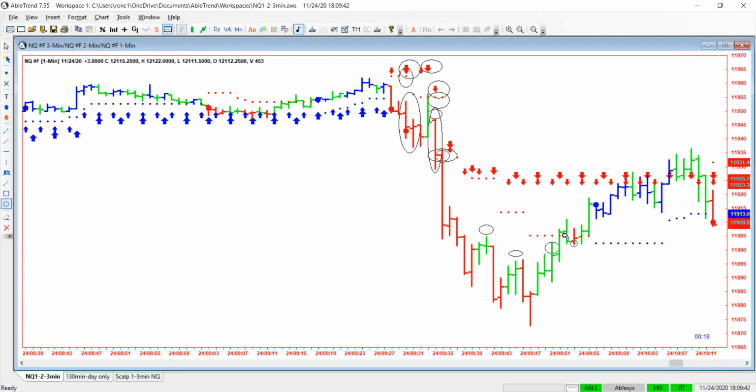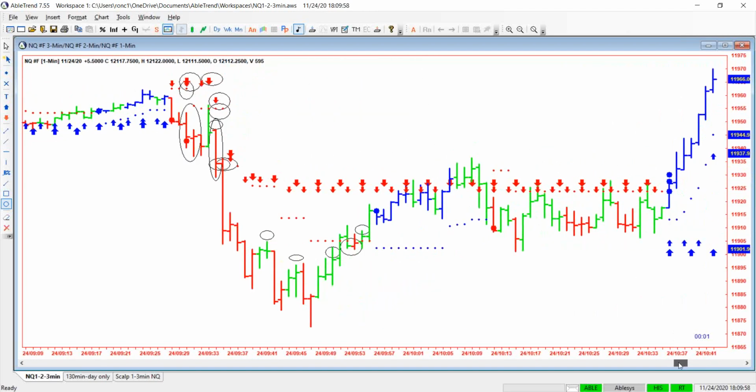Now, we've got a sweet spot right here, and we're going to put the stop loss just a couple of points above the red dots, and we lose 5 points on that trade. So we won 35 points, we gave back 5, still doing pretty well. We're up 600 after the first 30 minutes of trading.